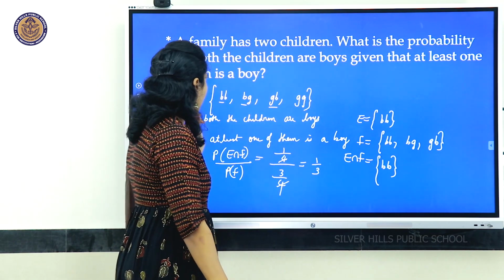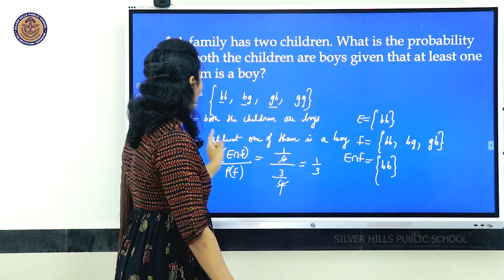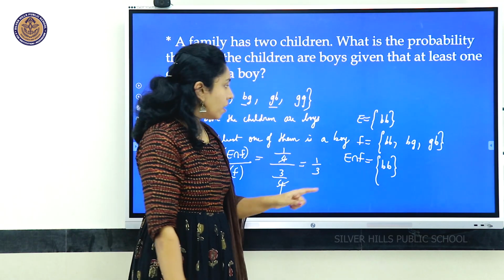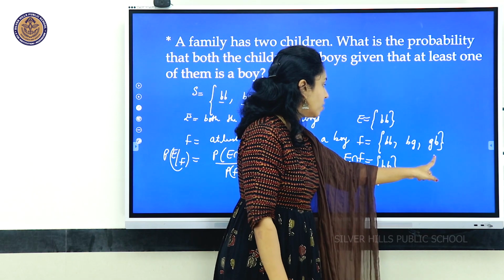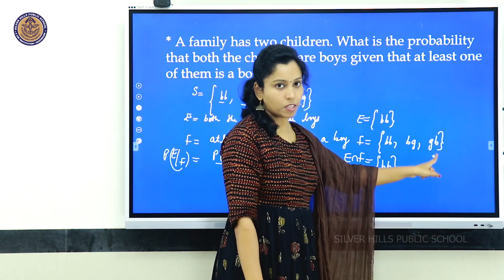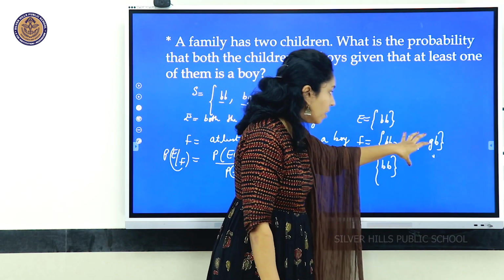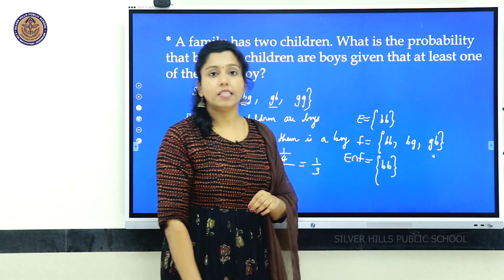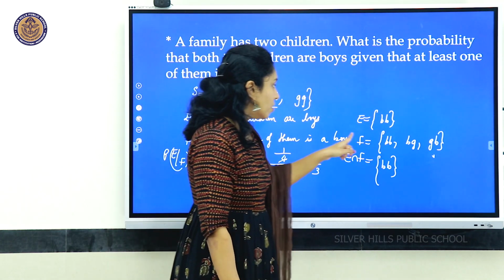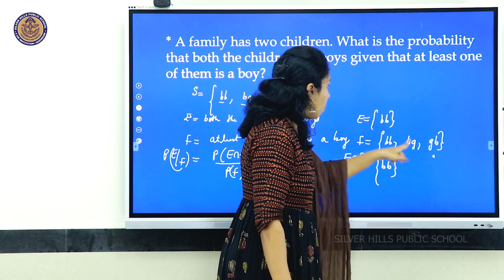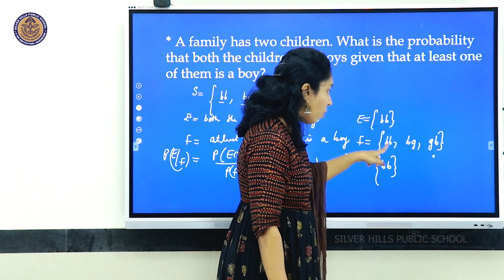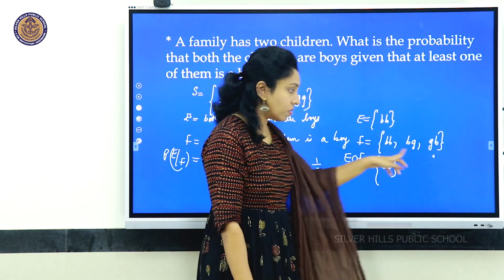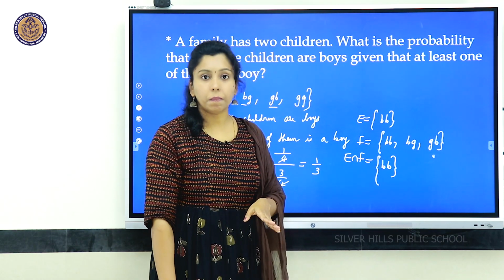Now, you know the condition is at least one of them is a boy. If so, we will fix that. This is your event, at least one of them is a boy. From here, what is the probability of getting E? You can think like that. From here, what is the probability of getting E? 1 out of total 3. So, directly you get the answer 1 by 3.